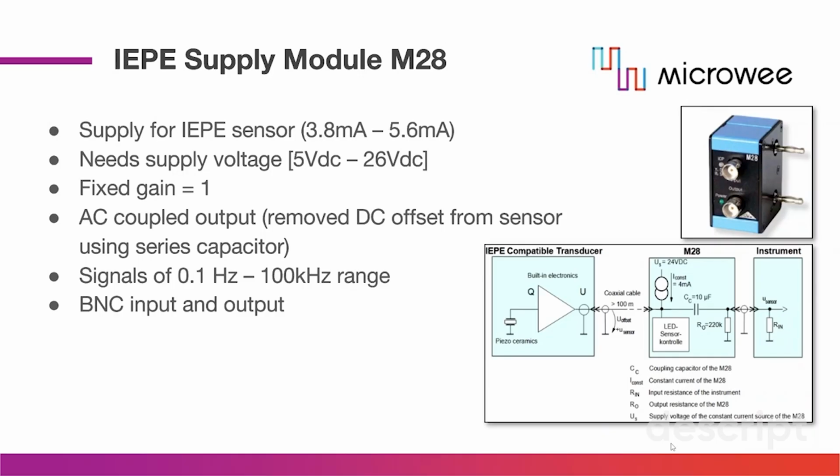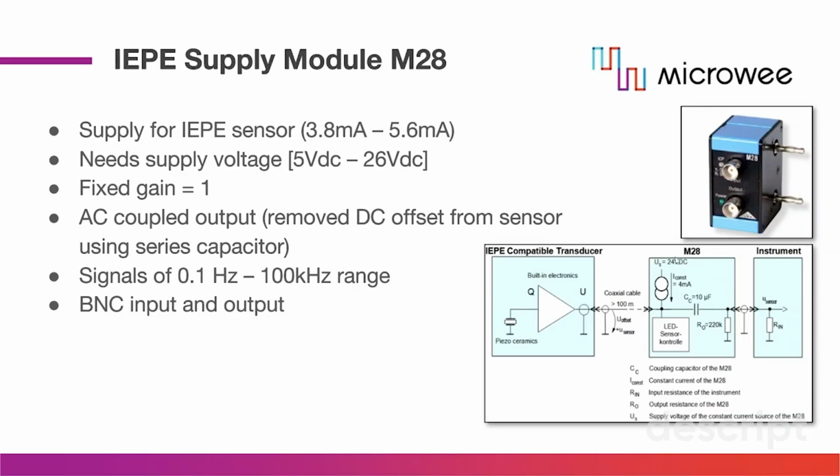Let's talk about the supply module, which goes along with every vibration sensor in our system. It has three functions. It acts as a supply for our sensor. It can supply from 3.8 to 5.6 milliamperes of current. It needs its own power supply from 5 volts to 26 volts. It removes the DC component using a series capacitor, or an AC coupling capacitor. It has a bandwidth of about 100 kilohertz and we connect to it using BNC cables or BNC connectors.